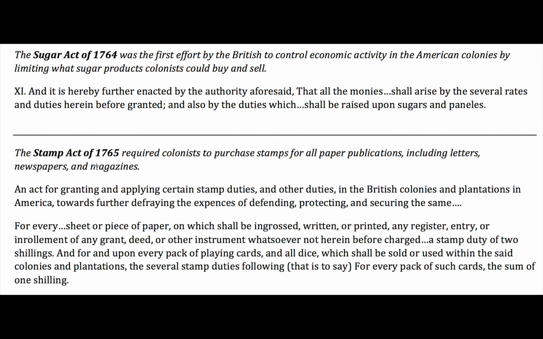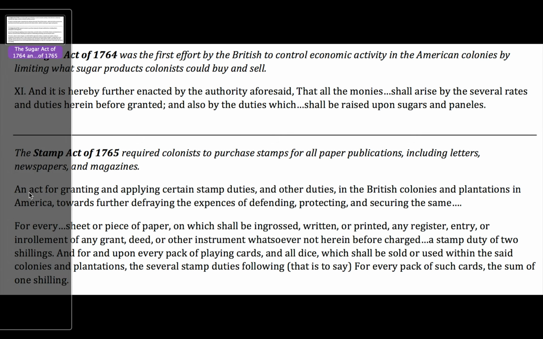The Stamp Act of 1765 required colonists to purchase stamps from all paper publications, including letters, newspapers, and magazines. So there was no Twitter back then. There was no email or Gmail or anything like that. If you wanted to send news, you had to pay stamps for it to get there, and it was very expensive. Letters, newspapers, magazines, you had to pay money for those items.